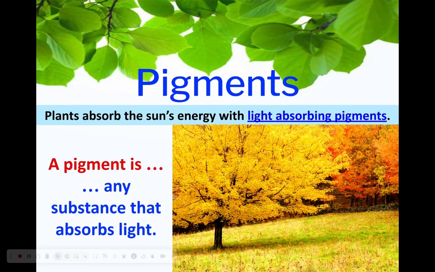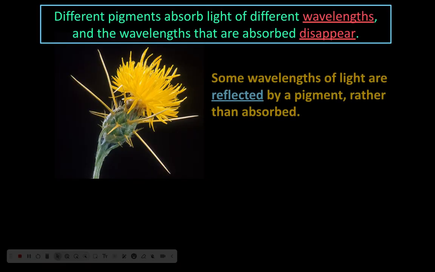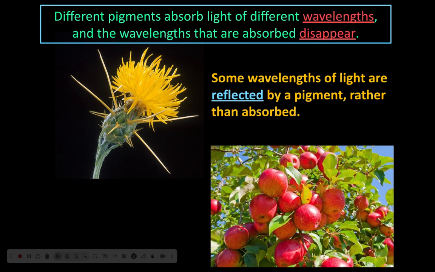A pigmentation is a substance that absorbs light at differing wavelengths. The colors we can actually see are the ones being reflected, not absorbed. So whenever we are looking at a green leaf, it's reflecting green light and absorbing all those other color spectrums. If we're looking at these red apples, it is reflecting that red light and absorbing all the other colors on that visible spectrum.